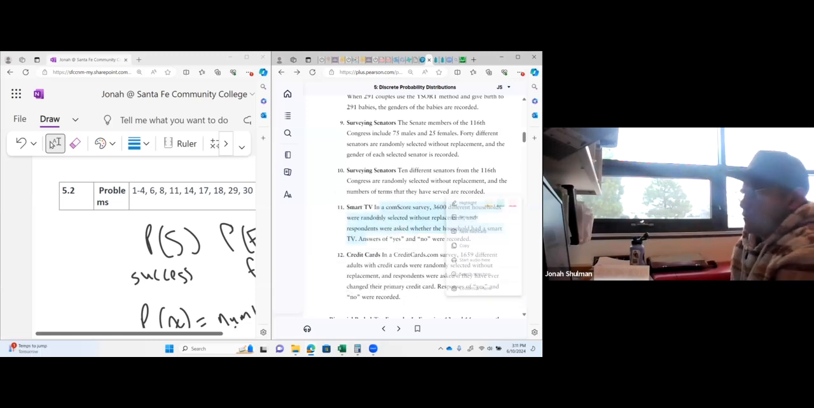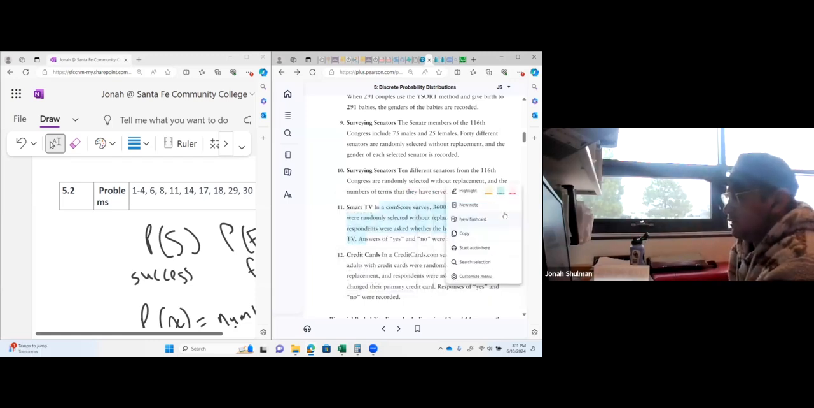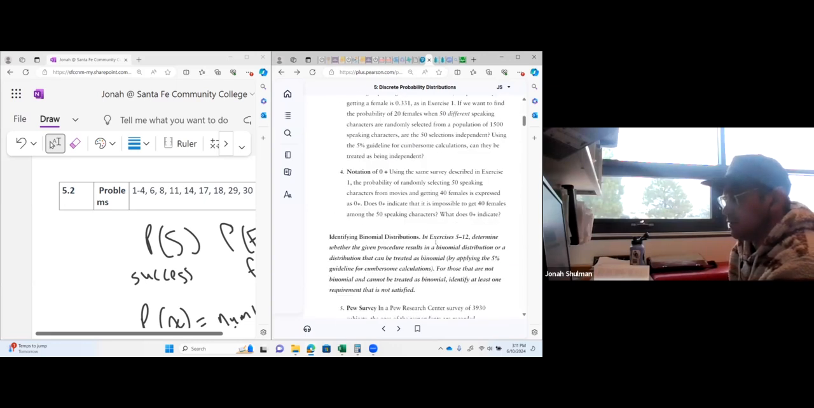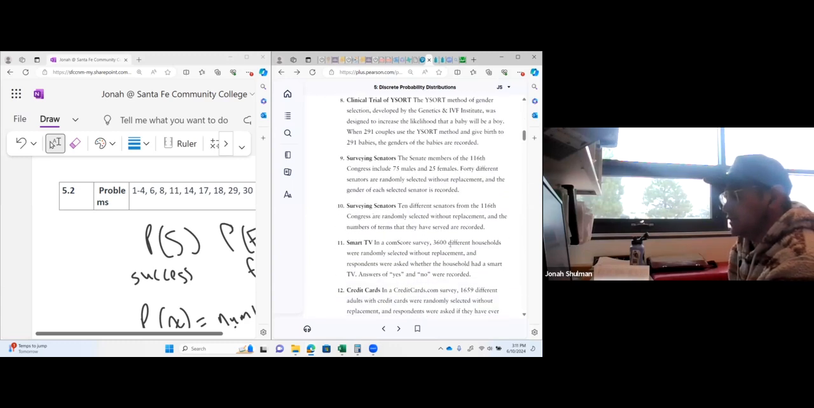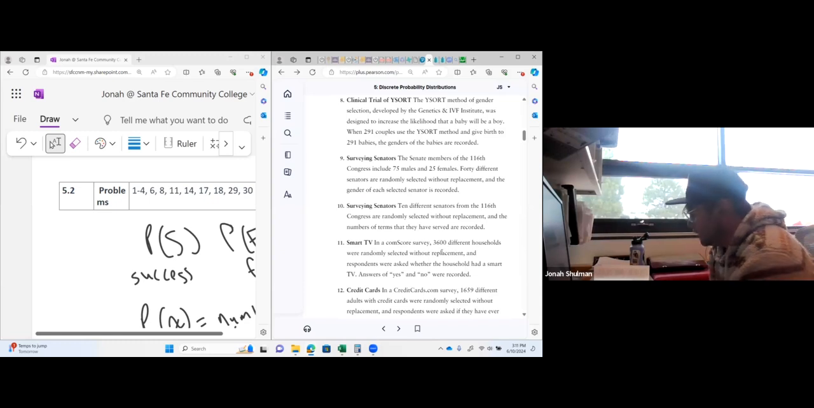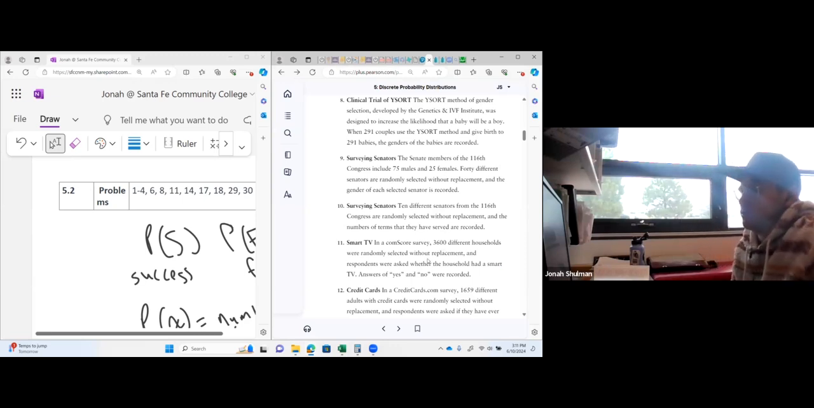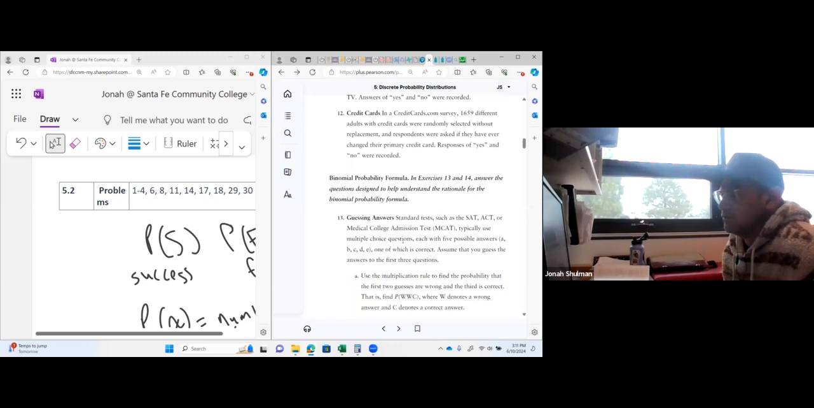All right. We're randomly selected without replacement. Yes or no works, separate works, this all works, but this 5% means they're saying we don't have, 3,600 is not all of them. We don't have as many people. So that's what they're saying the difference is. So the sample size of 3,600 is not more than 5% of the population of all households. So we can treat this as independent. That's what it means, but it is binomial. So all of these were binomial. All right, answer the questions designed to help understand the rationale for the formula.